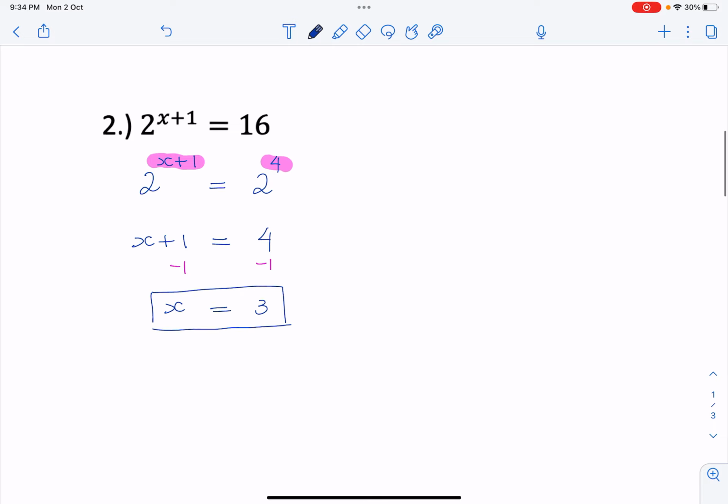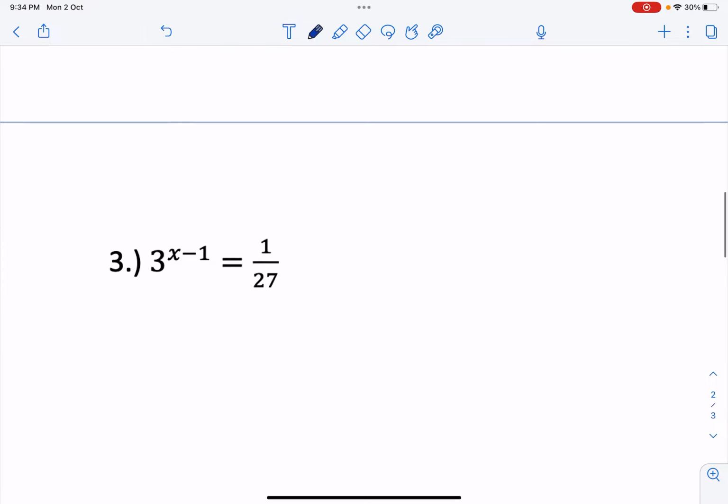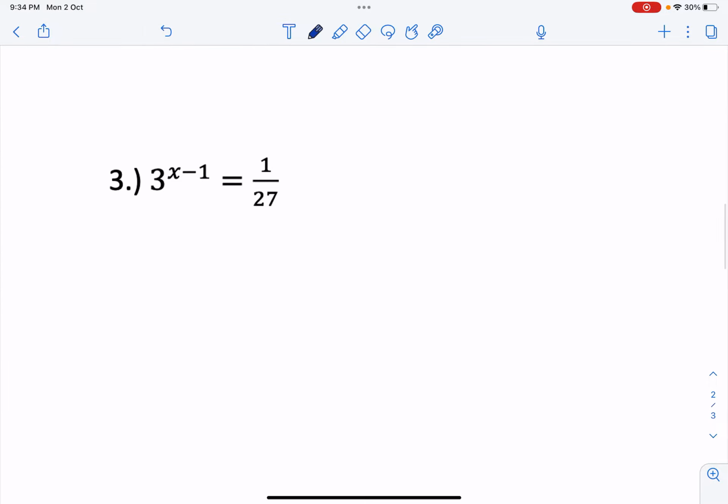Okay, so next example. We have the left-hand side in index form with base 3. So we will try and express 1 over 27 also in index form with base 3. We know that 27 is 3 power 3, but then it is in the denominator. So to express it as base 3, we can write it as 3 power negative 3. So power negative, remember?